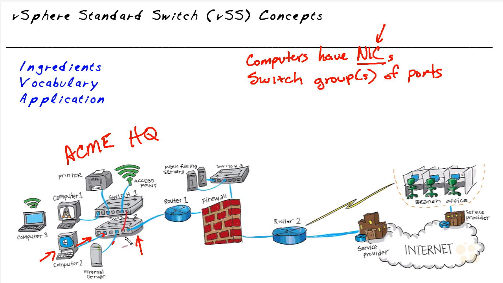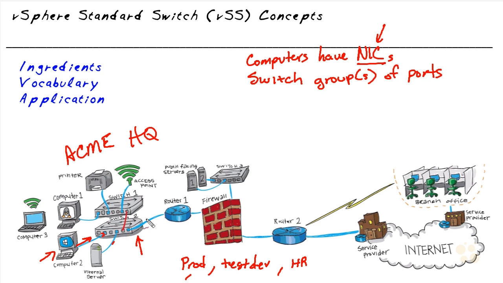So for example, here on switch number 2, maybe we have 3 different groups of ports. Let's say we have one for production, one for test and development computers, and one, for example, for human resources. We'd simply make sure that when we connect a computer to the switch, the port that computer is connected to is associated with the correct group of ports.